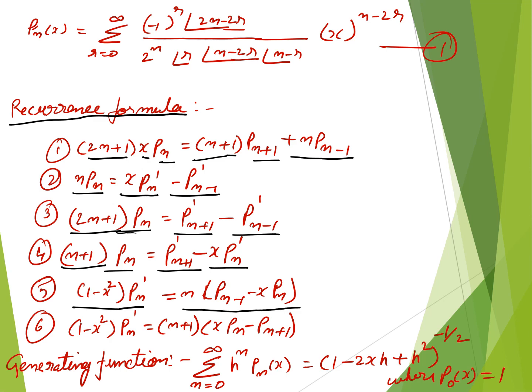Fifth is (1 minus x square) into Pn derivative is equal to n Pn minus 1 minus n x Pn. And sixth is (1 minus x square) Pn dash is equal to (n plus 1) x Pn minus (n plus 1) Pn plus 1. And the generating function for the Legendre polynomial is the summation over n from 0 to infinity of h to the power n Pn(x) is equal to (1 minus 2xh plus h square) to the power minus 1 by 2, where P0(x) is 1.